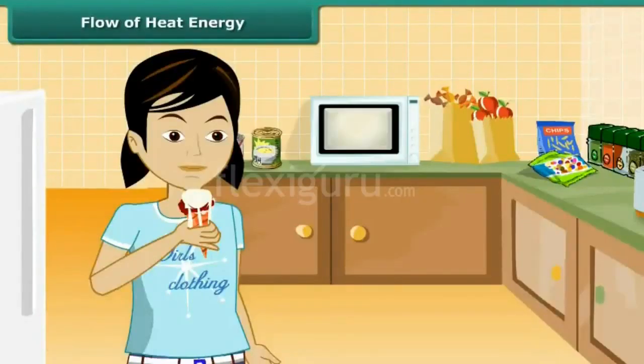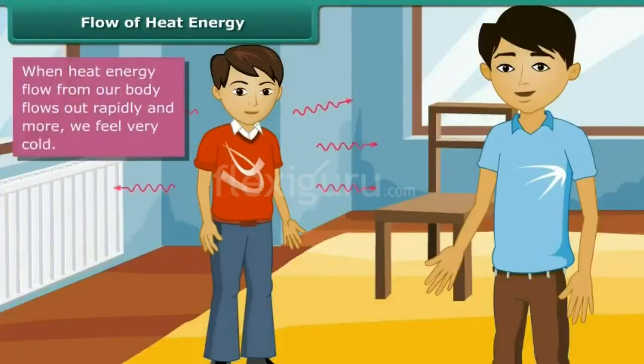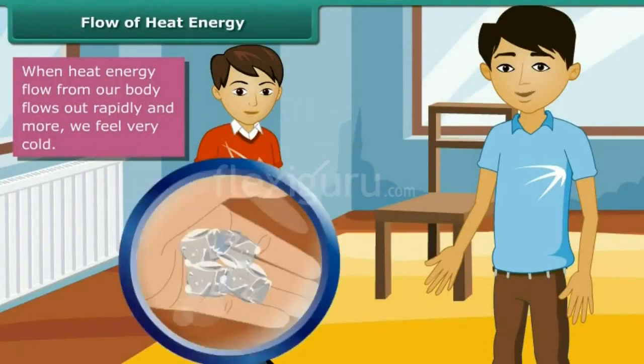You must have held both ice and a hot cup of coffee. Why is it that in one you feel cold, while in the other it is hot? When heat energy from our body flows out rapidly, we feel very cold. This is the case when we hold ice. Ice on the palm gives a sensation of cold because heat from your body flows out of your body to the ice. With this heat, the ice on your palm melts.